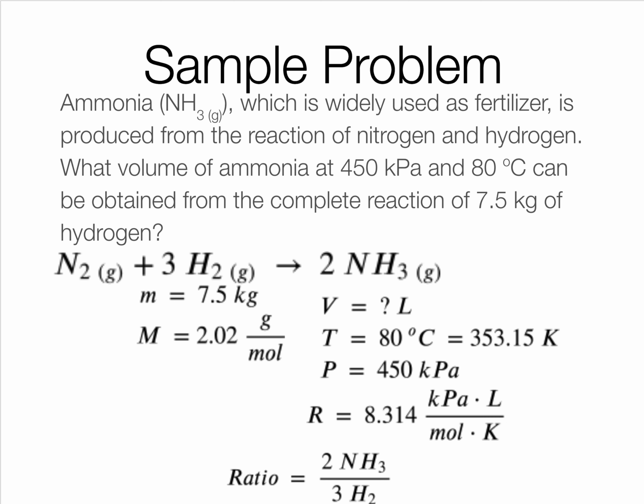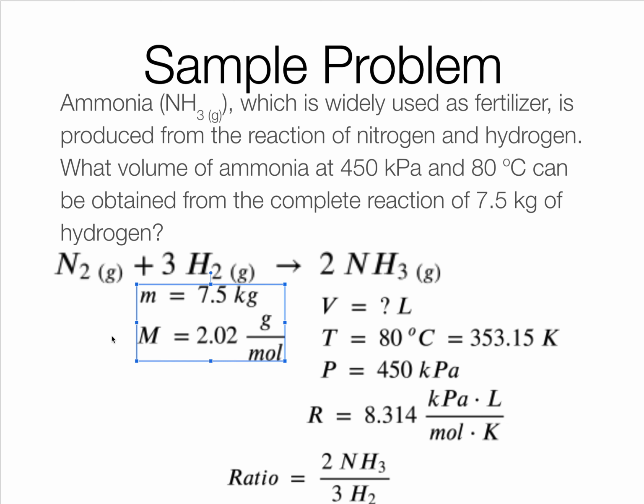Finally, I also need my ratio. So the ratio in this is that I have 2 moles of ammonia produced for every 3 moles of hydrogen reacted. So from there, I can just do the exact same thing as I did in the last question. It's going to take a little bit more work because I have more stuff to cancel out, but it works basically the same way. I start with my mass.